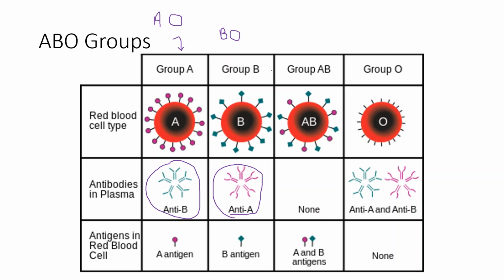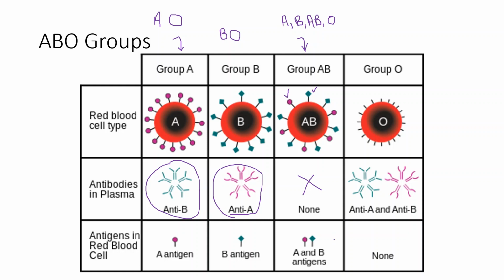Now, type AB, who can they receive from? Well, they have the antigen for type B and they have the antigen for type A. So who can they receive from? They have no antibodies. They can receive from A, they don't have any antibodies against type A blood. They can receive from B, they don't have any antibodies against type B blood. They can receive from AB, they don't have any antibodies which would cause that problem. And they can receive from type O.